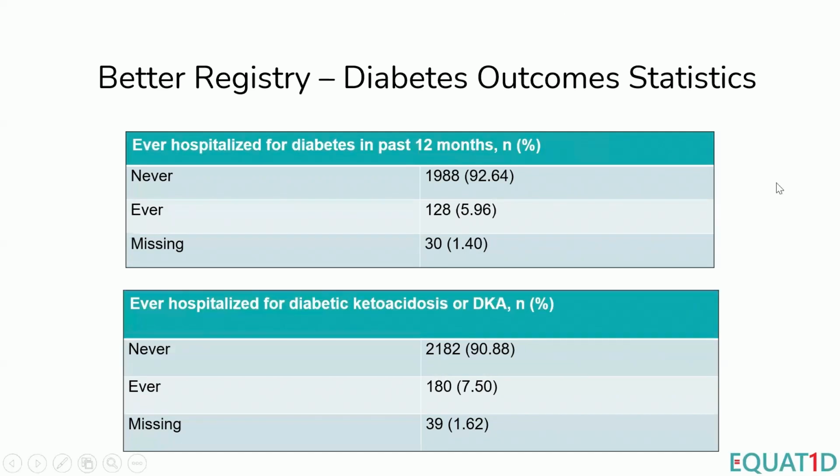So some of the diabetes outcomes we looked at were being hospitalized for diabetes in the past year, 6% of individuals, and then whether participants had ever been hospitalized for DKA, or diabetic ketoacidosis. So this is a condition with dangerously high blood sugar levels where acids start to build up in the blood. And 7.5% of participants had experienced DKA in the past at any time, at the time they completed the survey.